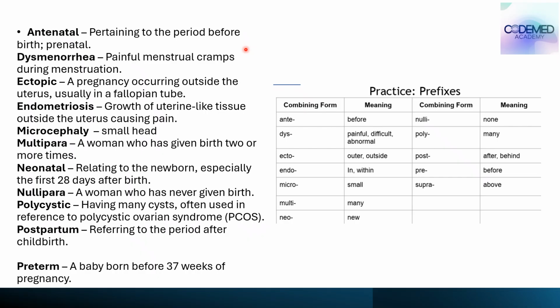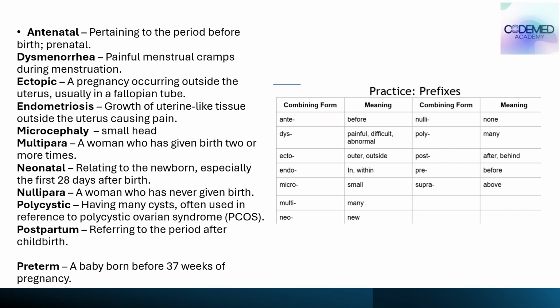Neonatal is related to the newborn, especially the first 28 days. Nullipara is a woman who has never given birth. And then polycystic is having many cysts. Poly means many, cyst is the sac. So polycystic is many cysts, often used in reference to polycystic ovarian syndrome or polycystic ovarian disease, PCOD. Postpartum refers to the period after childbirth, and preterm is a baby born before 37 weeks of pregnancy.